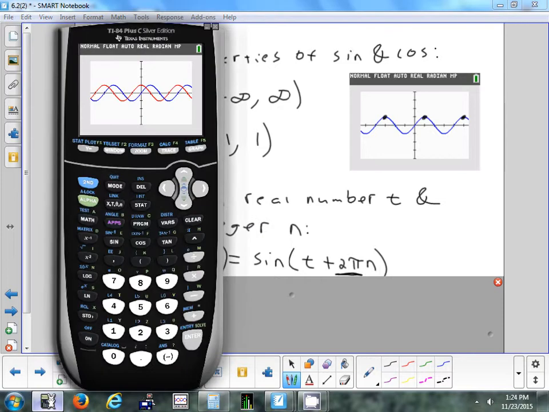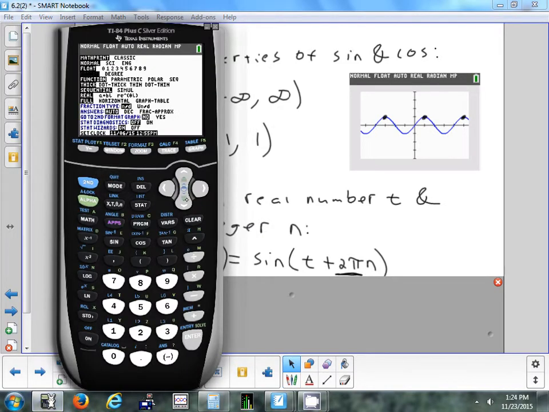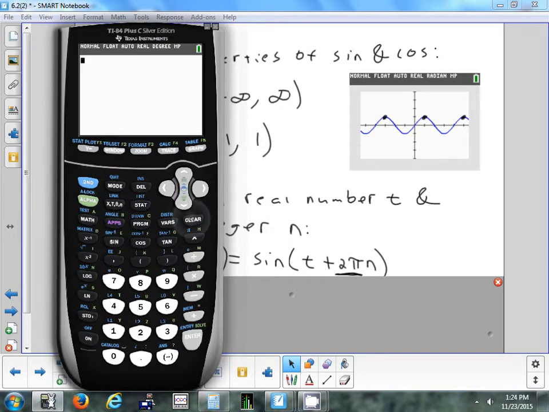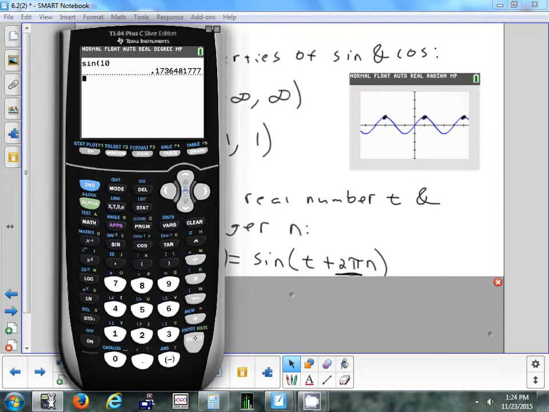So let's just try something in degrees. Here's the sine of 10. You get about 0.17. So imagine that's this middle dot right here. Now if I add 360 to it, 10 plus 360, what do you think I'm going to get when I hit enter? It's going to come out to the same as the sine of 10. They're the same thing. All you've done is you basically moved one section down the graph.